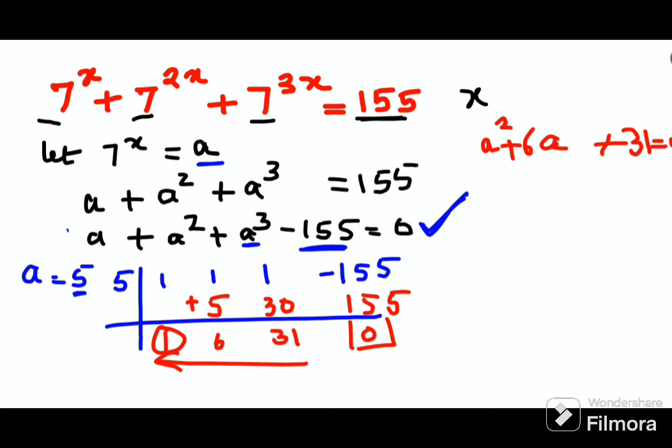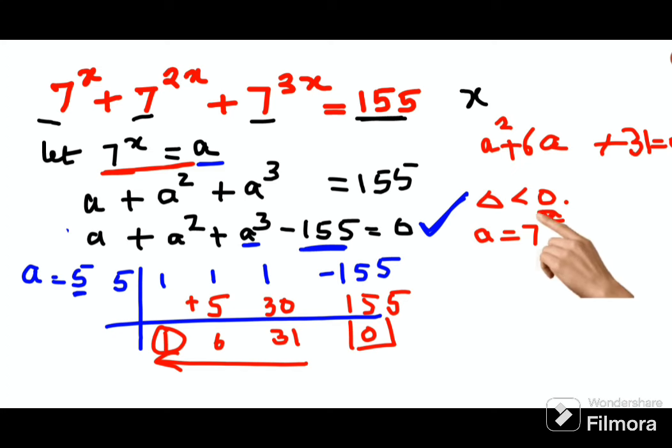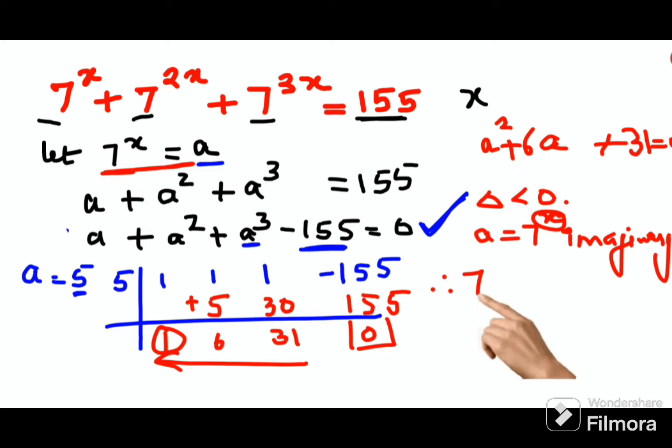Okay, and when you solve this further, you actually see that your delta is less than 0. And since a is 7 raised to x, a equals 7 raised to x, if delta is less than 0, this value of x becomes imaginary. So we don't accept this value. Okay, so basically what we can say is, therefore, for 7 raised to x we can have just one value of a, which is nothing but 5.